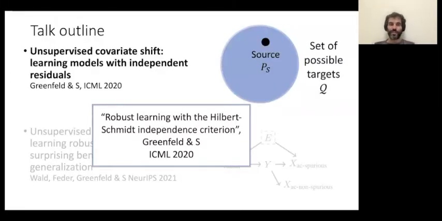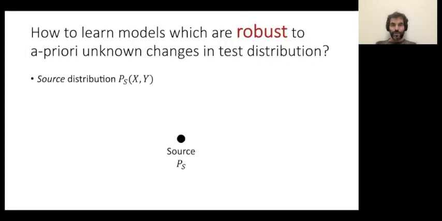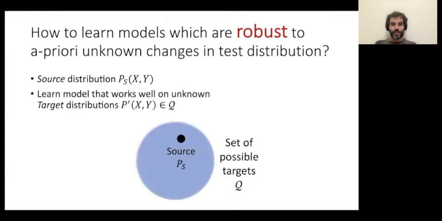So, robust learning with a Hilbert-Schmidt independence criterion. We want to learn models which are robust to a priori unknown changes in the test distribution. Specifically, the way we formalize it is we have some source distribution, which we denote P_S(X, Y), S for source, where X are the features and Y are the labels. And we want to learn a model that works well on some unknown target distribution, P'(X, Y), which is a member of some set Q. Okay, so it's not arbitrary, it's some set Q, and we'll explain what Q is a bit later.